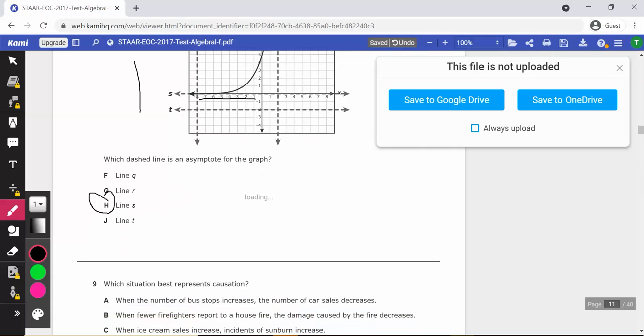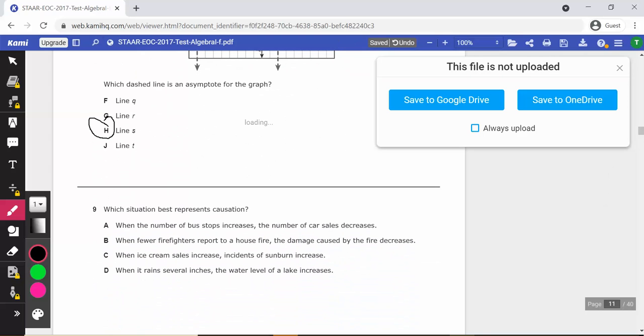Number 9. Which situation represents causation? A, when the number of bus stops increases, the number of cars still decreases. B, when fewer firefighters report to a house fire, the damage caused by the fire decreases. C, when ice cream sales increase, the incidence of sunburns increases. D, when it rains several inches, the water level of the lake increases. So we have to see which is the correct answer.